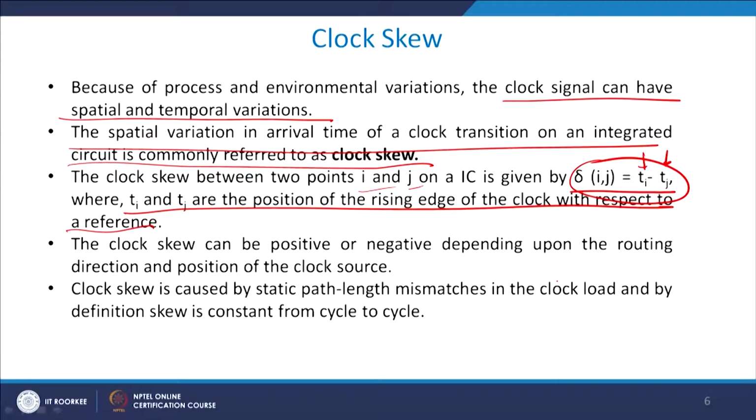Now, clock skew will remain the same from cycle to cycle, right, it does not change, because it does not depend upon mismatches and so on, it only depends upon clock load. Unlike jitter, which we will see later on, clock skew is very stable in terms of the output. And the clock skew can be, as I discussed with you, positive or negative depending upon the routing and the direction of the clock source.